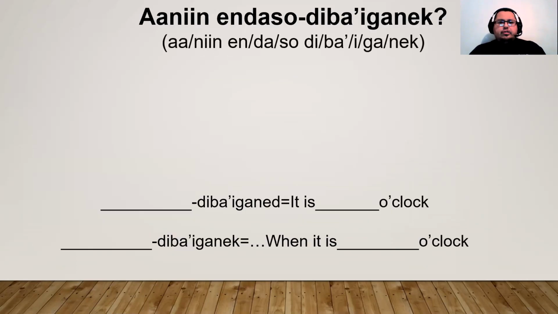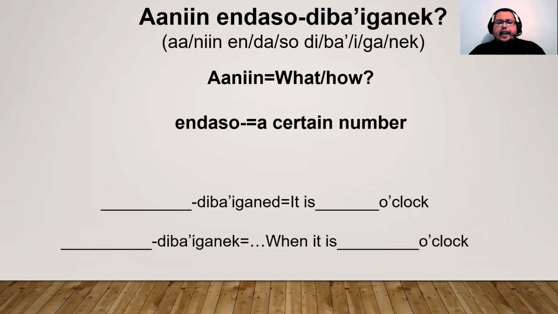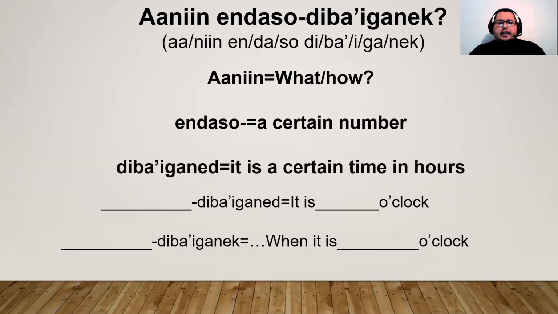And I am going to get started here. It looks like our animation's a little messed up, but nonetheless, we're going to move around and get into where we need to be. So, Anin, what or how? Indaso, a certain number. Diba'iganek, it is a certain time in hours. So, if you see down here, we have blank diba'iganek. It is blank o'clock.